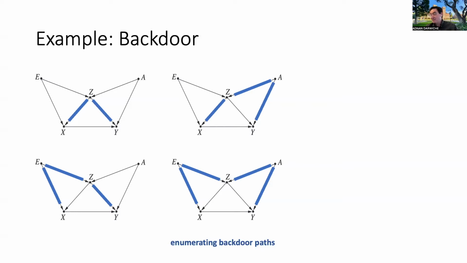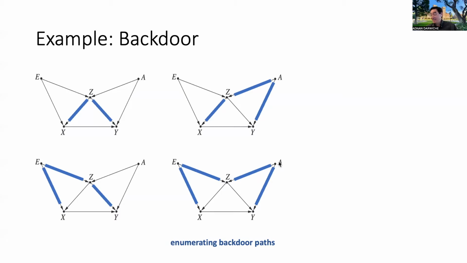Any suggestion? Okay, someone saying add E to it. So if we add E, E will block this path. And all of these paths will continue to be blocked by E and Z. Good. That's a candidate backdoor. We found a backdoor. E and Z. Are there other backdoors? Did I need really E?